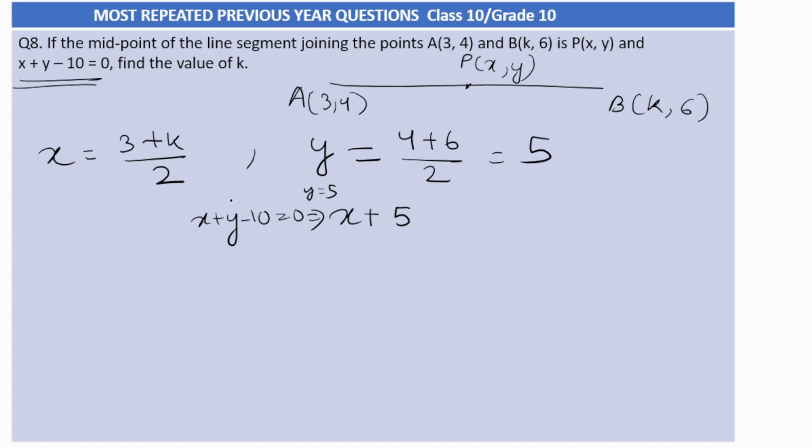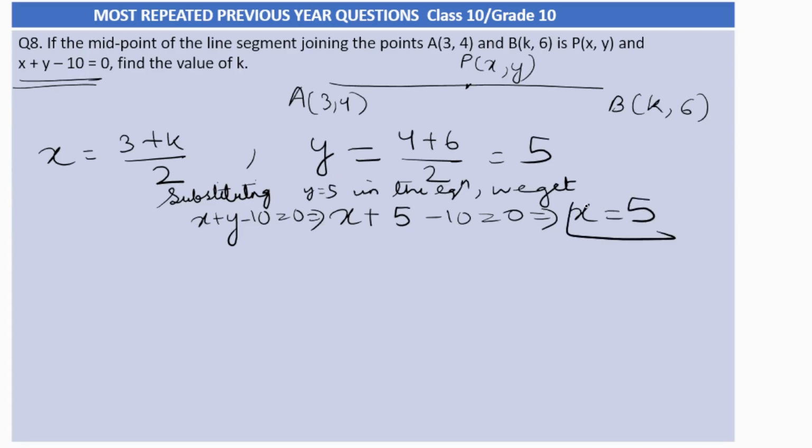Okay, write properly, like substituting y equal to 5 in the equation. We get x plus y minus 10 is equal to 0. So, x will be equal to 10 minus 5, obviously. So, x value will be 5. See, I am jumping steps. If you are not able to understand, you do it step by step, you will get x equal to 5.